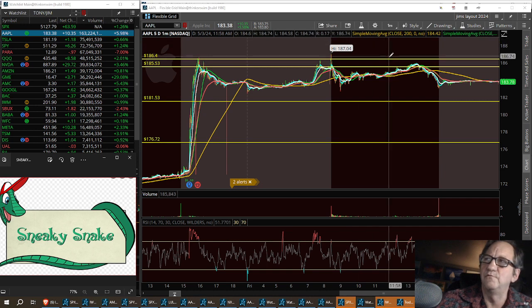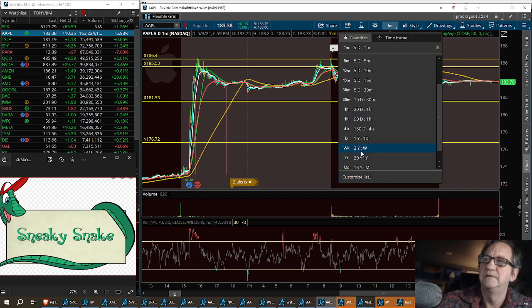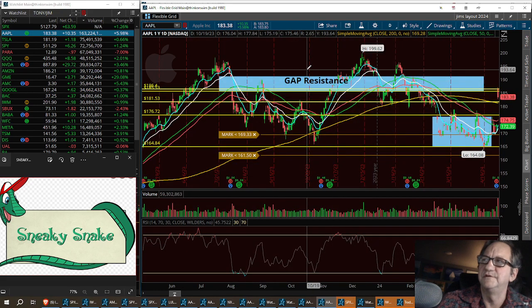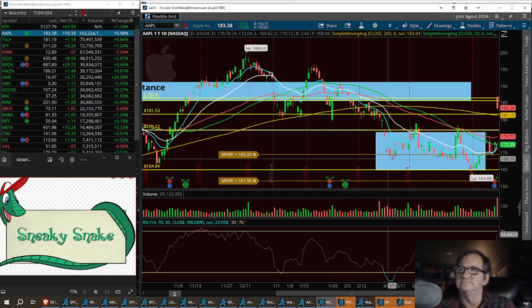Apple's had a great run, so I'm not going to go into too much about this, but let's see what it looks like just on the daily for a second. We might see a swing trade on this. I'm going to clean this up. This was a double bottom on the yearly. So this was an idea.